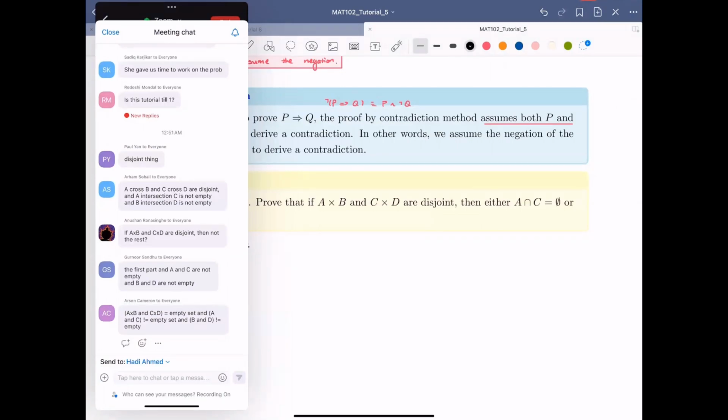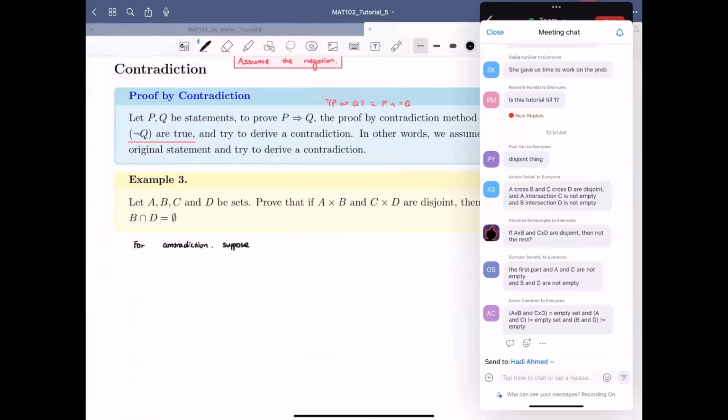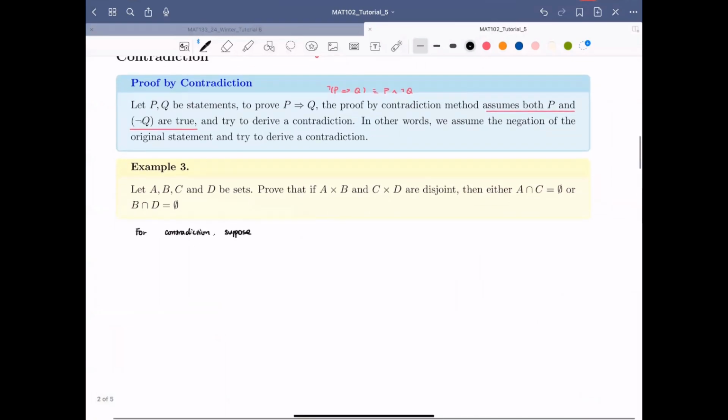Okay, nice. Let me write it down. For contradiction, suppose A Cartesian product B and C Cartesian product D are disjoint, and A intersect C is not empty, and B intersect D is not empty.